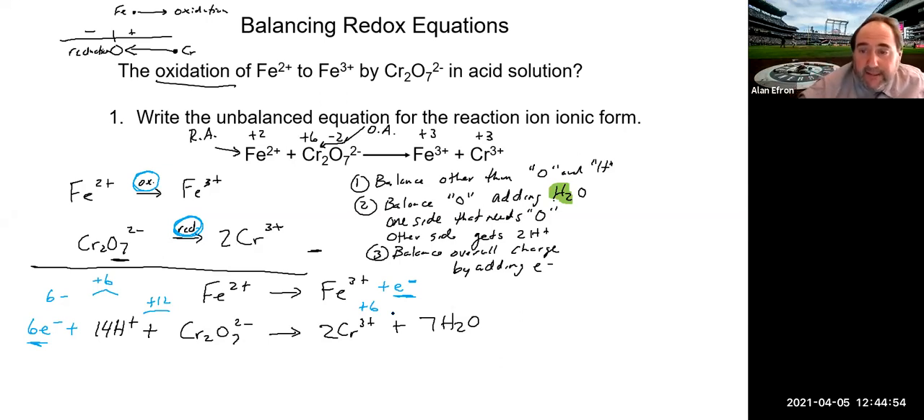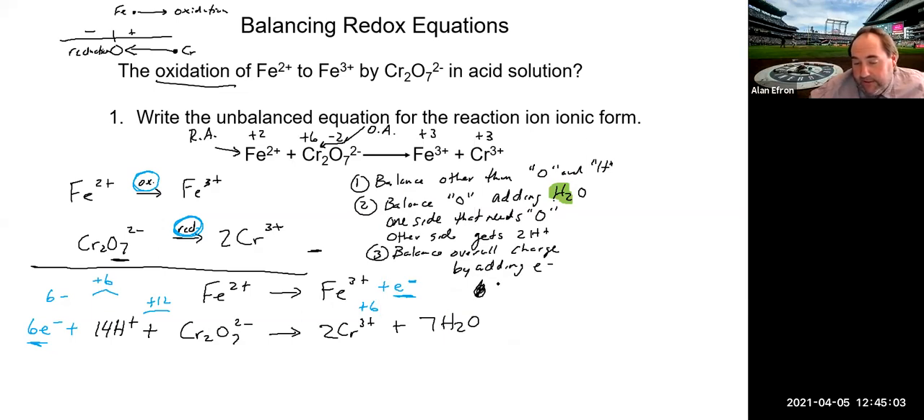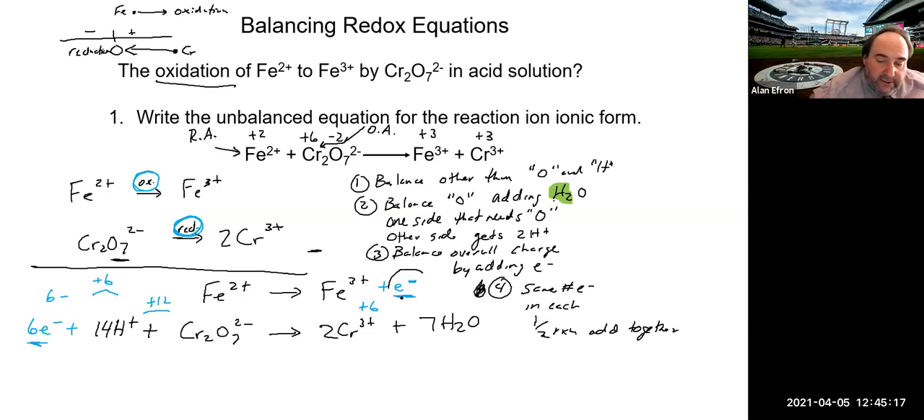All right, so the last thing to do at this point is we want to add them together, but before we can add them together, we need to make sure we have the same number of electrons in each half reaction, and then we can add them together. If we look at the top half reaction, we only got 1 electron. If we look at the bottom half reaction, we have 6 electrons. What that means is we need to multiply the top reaction by 6, the entire reaction by 6.